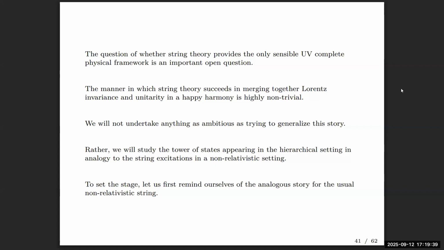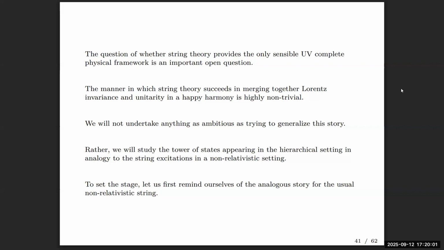But okay, I'm not in any way trying to say something as ambitious as finding something regulator free, right? All we're going to do now is look at the towers of states you might get in the hierarchical setting, and see if we can find some analogy to the way that strings behave in a healthy thermodynamic manner.